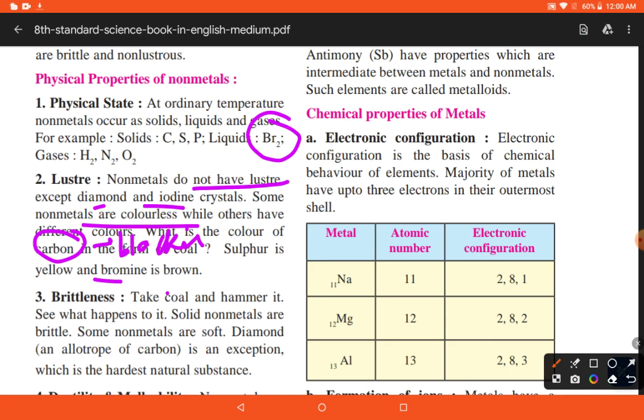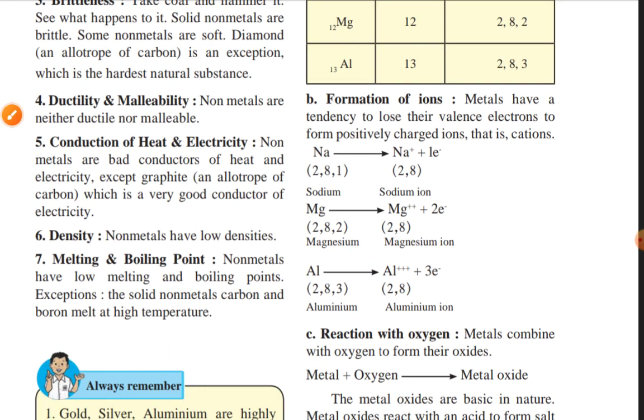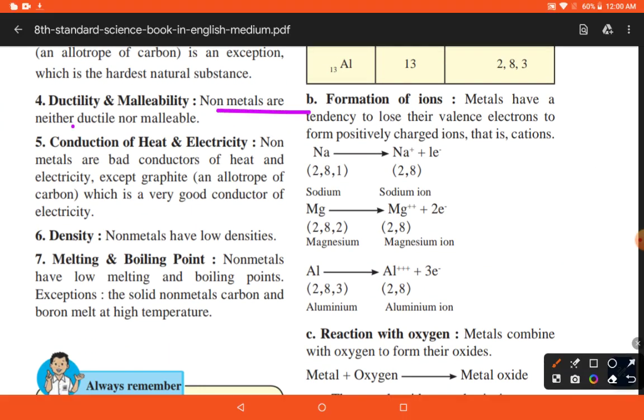Brittleness: some non-metals are soft, they have the ability to break, right? But if I talk about diamond, which is the allotrope of carbon, it's an exception. It is the hardest natural substance. Ductility and malleability: non-metals are neither ductile nor malleable. Conduction of heat and electricity: diamond is a good conductor of heat, it's an exception, and graphite is a good conductor of electricity. Density: generally the non-metals have low densities.